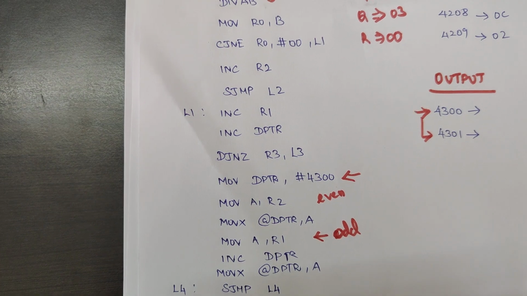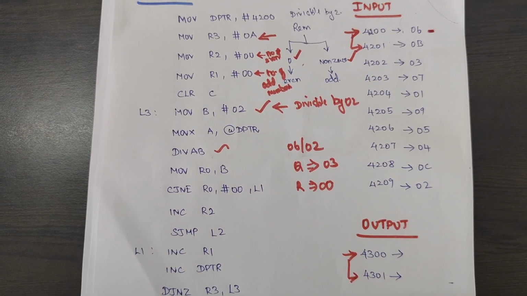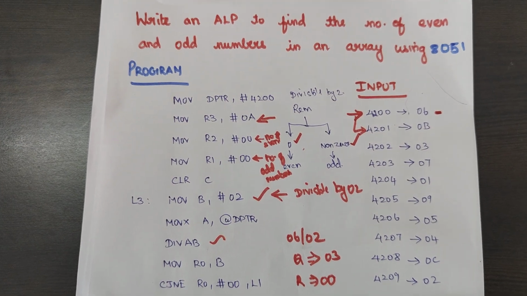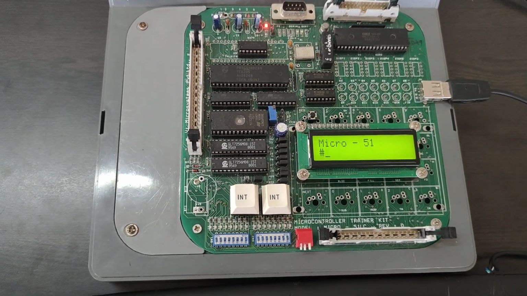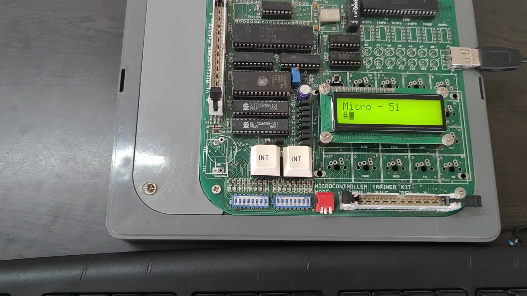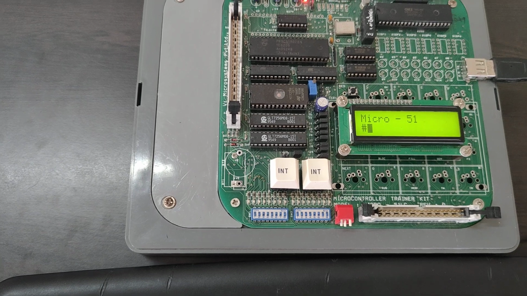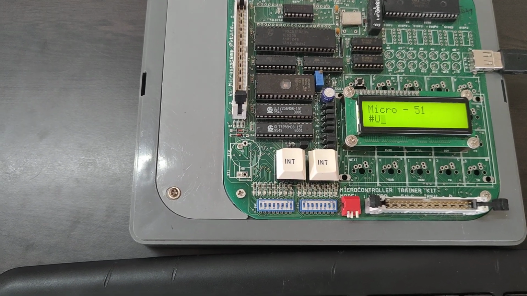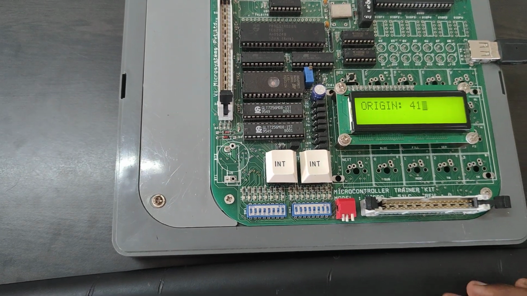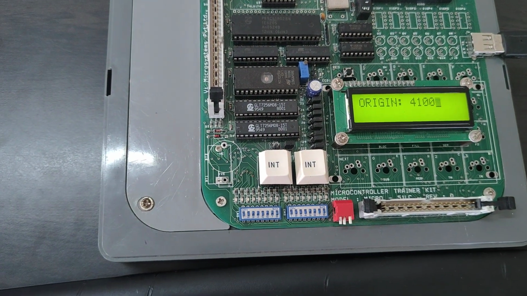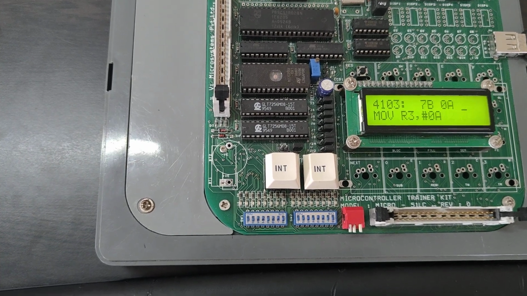Now we will execute the same program using the 8051 microcontroller. This is your 8051 microcontroller kit. The program has already been typed in. I will show you the program which has been loaded in this kit. To view the program, press U, enter. The starting address will be 4100. Enter. You can see the program.